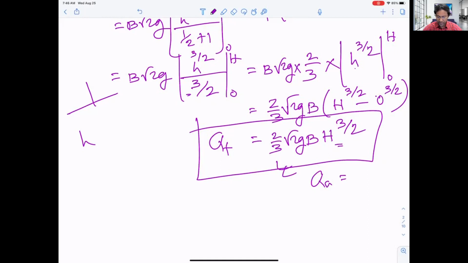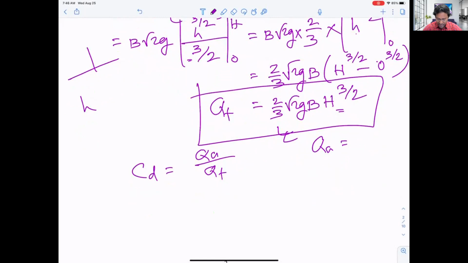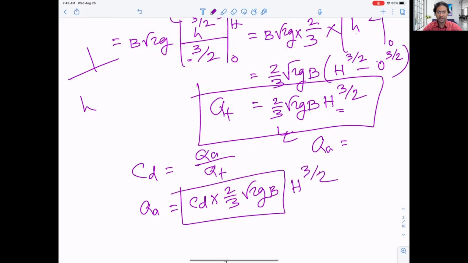So we can calculate the actual flow rate and theoretical flow rate, and after that we'll have Cd equal to QA over QT. Similarly, we need to derive that relationship again. QA is equal to Cd times QT, where QT means 2/3 root over 2g, b, and h to the power 3/2. Again, this part is constant for a specific weir. The width of the weir will be fixed, meaning the width of the river is the same, and root over 2g is also constant. We know that g is constant, 2/3 is constant, and Cd is also constant for a specific weir.